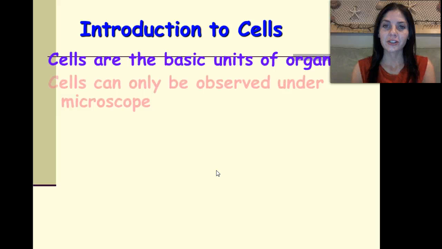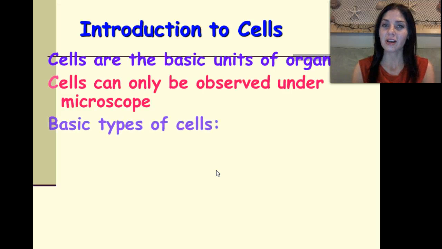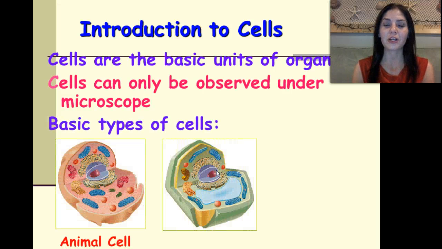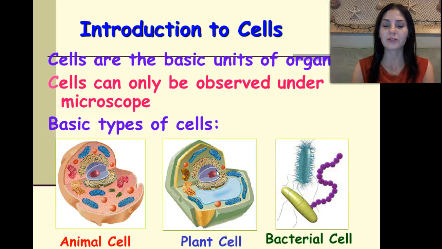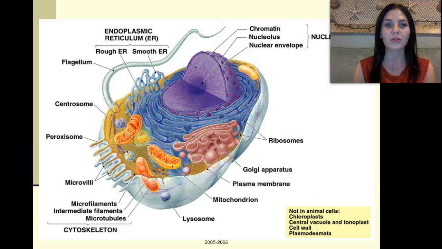All right. So, introduction to cells. Cells are the basic units of organisms. Cells can be observed under the microscope, and there are basic types of cells. We have animal cells, plant cells, bacterial cells. We also have protist and fungi cells as well.